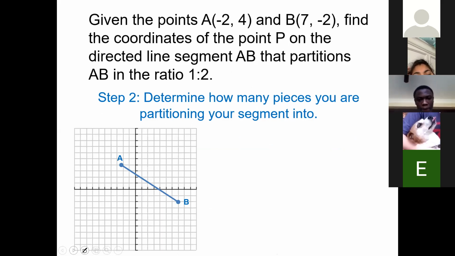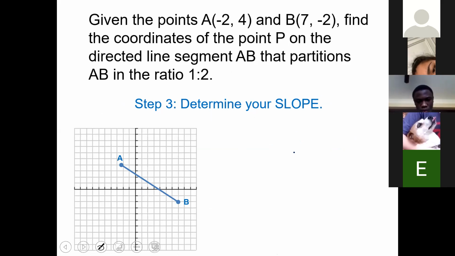And now we want to determine how many pieces we are partitioning our segment into. Well, we're going to partition the segment into 3 because a 1 plus 2 ratio gives us 3 segments, okay? So we got 3 segments there, okay? Then we want to determine our slope. Oh, that's the tough one, right? Do y'all remember how to do slope? Yeah. Rise over run?